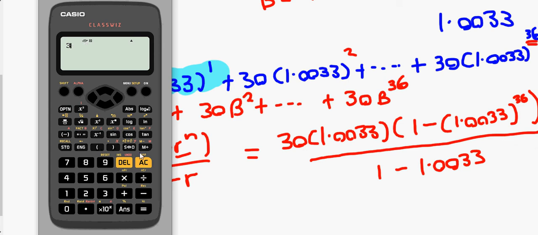So let's press the fraction button at the start and do 30 multiplied by 1.0033, and then take away 1 minus, what's it, 1.0033 to the power of 36, close your bracket, all divided by 1 minus 1.0033. 1,148.54. Is that right? Or 55, technically speaking.